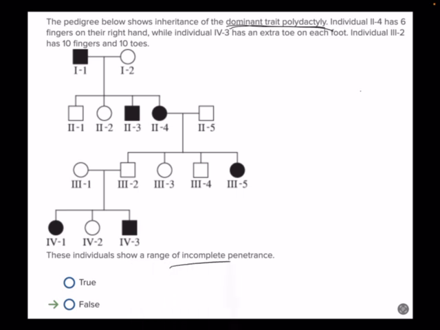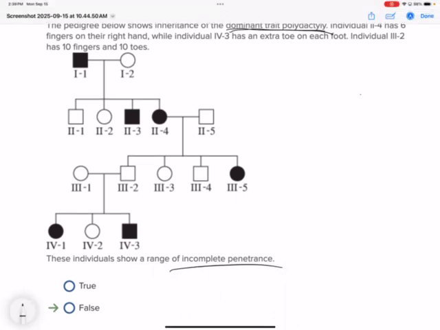That is false. There is usually no such thing as a range of incomplete penetrance. Penetrance, remember, is just basically the probability that an individual with the genotype has the trait. It's very, very much a binary thing. We're here talking about individuals with either extra digits on toes, or in some cases on the hand, and different numbers on the hand, and that is a range of expressivity. So what this would really be reflecting is expressivity, not penetrance, which is more of a binary: are there extra digits and toes, as opposed to where and how many, which is what we're seeing here in this question.